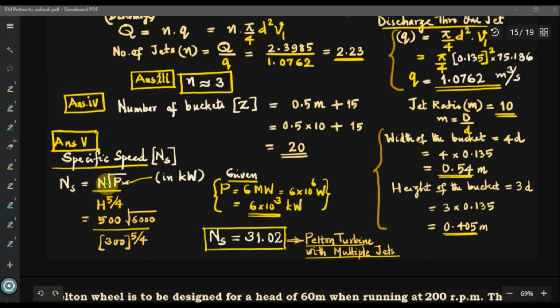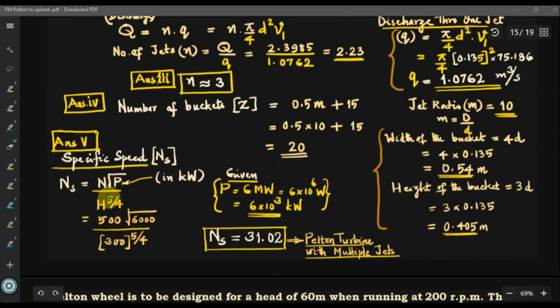N is the rotational speed of the runner in RPM, but more importantly, you should remember that this power P is the shaft power in kilowatts. If you want specific speed in SI units, then the shaft power in the expression must be substituted in kilowatts. The shaft power here is 6 megawatt, which of course is 6 million watts, but in kilowatts it is 6 into 10 raised to 3, that is 6,000 kilowatts. That 6,000 you have to substitute here because the shaft power must be in kilowatt in this expression.